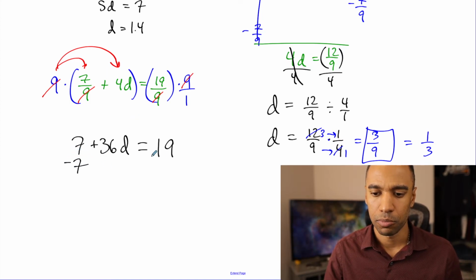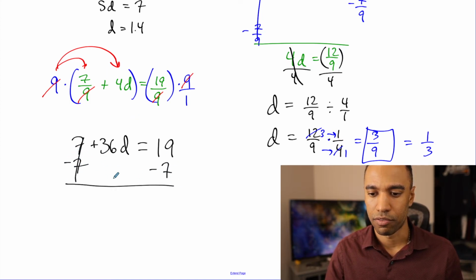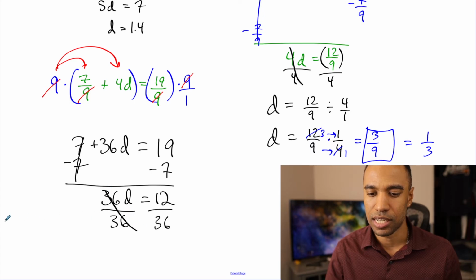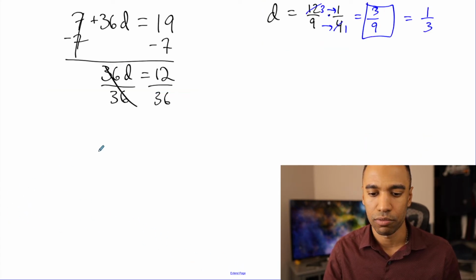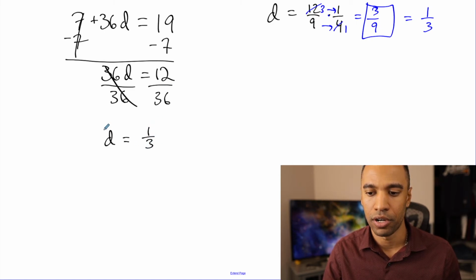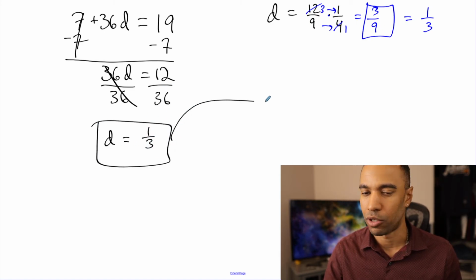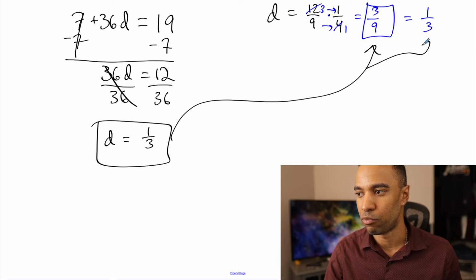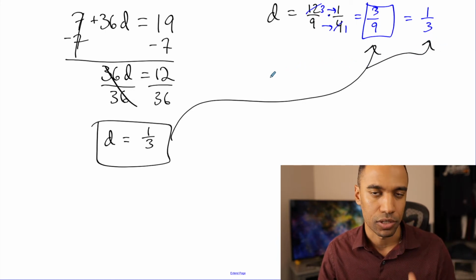A little more simply, subtract 7, and there's that 12 that we saw before. 36d equals 12. Divide both sides by 36, and we get d equals... And here's where you might want to do some fraction reduction. If I divide top and bottom by 12, I get 1/3. But of course, I think it's better that we use the 3/9 number instead of 1/3. But we got the same answer.